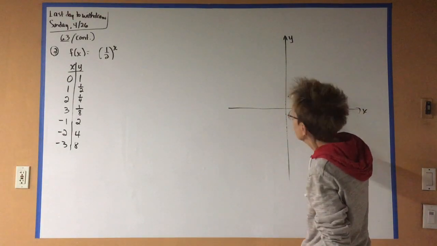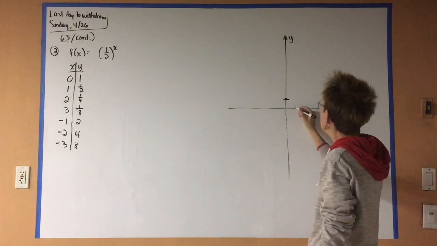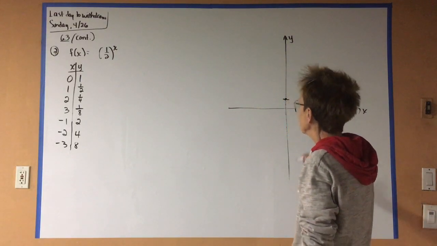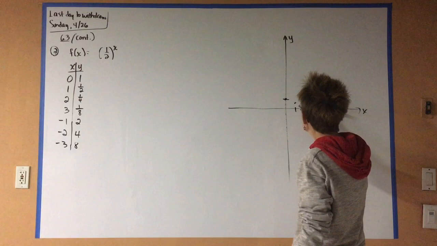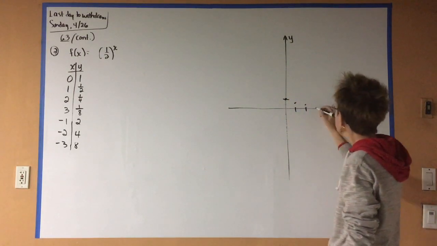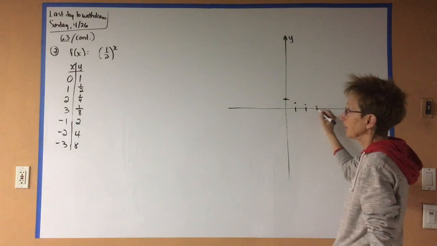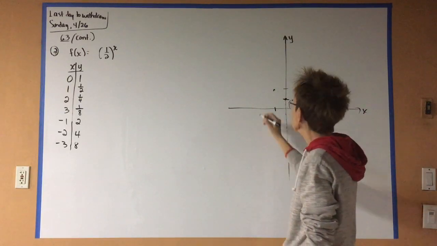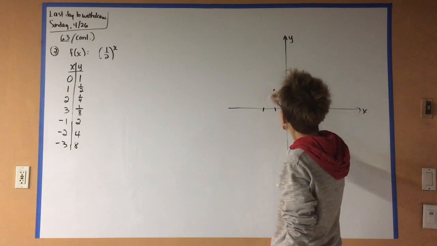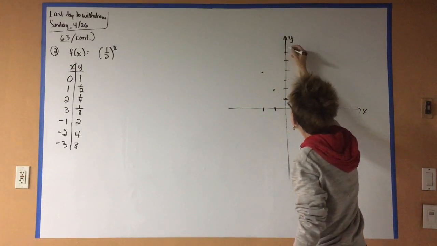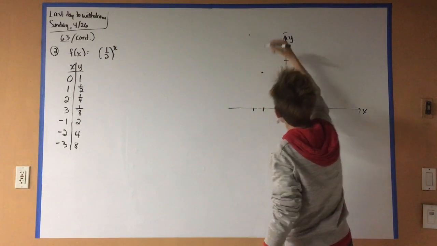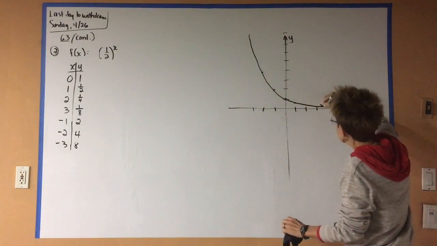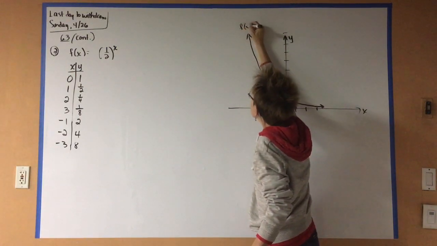So I've got (0, 1), and I have (1, 1/2), and I have (2, 1/4) and (3, 1/8), so it's getting closer and closer to the x-axis over here. And then I have (-1, 2), and (-2, 4), and (-3, 8) here. So this guy is falling on its entire domain. It's a smooth curve. It gets closer and closer to the x-axis, never quite touches it. So this is f of x.